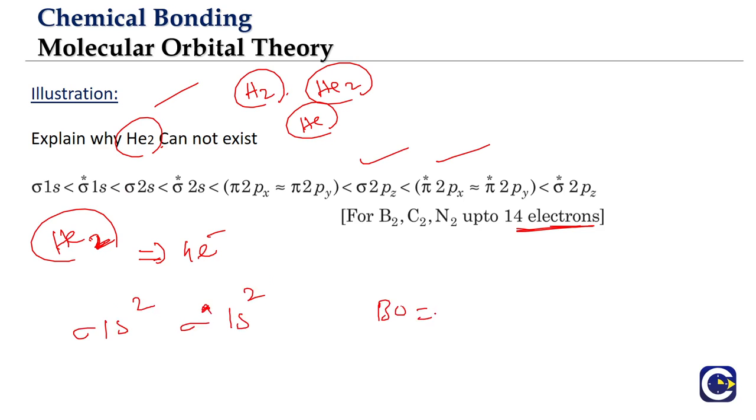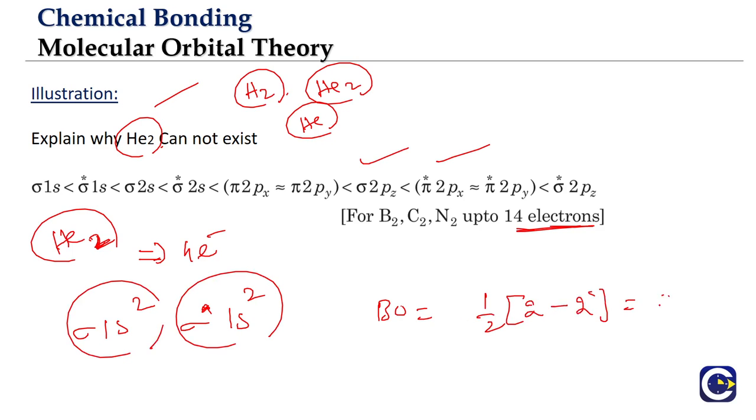Now let us go for the bond order formula. It is half times the number of electrons in bonding orbitals, 2, minus the number of electrons in anti-bonding orbitals. Sigma star 1s is anti-bonding, so that is 0. Remember what we said: when the bond order is 0 or negative, those molecules are unstable and would not have existence.